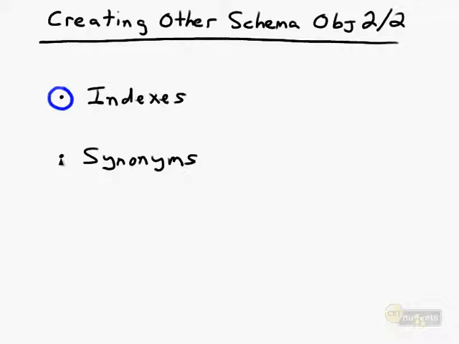The second part of this nugget considers synonyms, which represent alias names for database objects. This can make it a lot easier for users to refer to objects in their queries without having to use fully qualified syntax. Let's get to work.